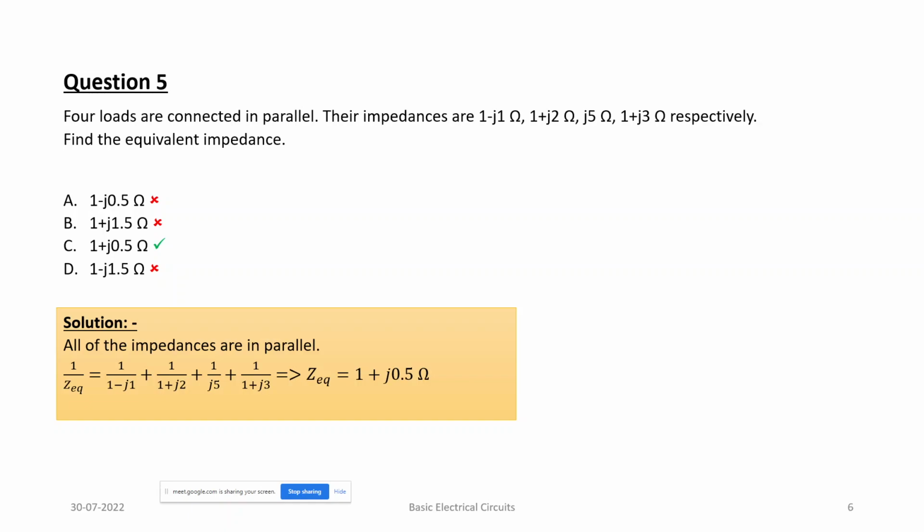We add up all the admittances of the loads and we will get the admittance of the equivalent load. One upon that and then we will get the impedance. So that has been done here, and C is the answer.